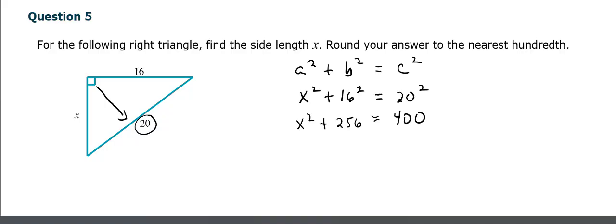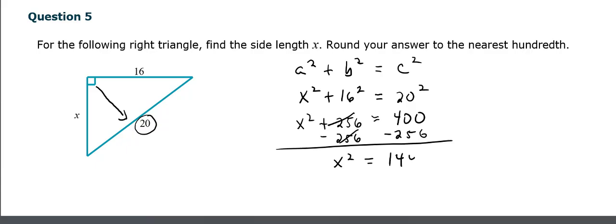So what we need to do is isolate the x squared by moving the 256 to the other side by taking its opposite. That gives us x squared equals 144, and we're solving for x. We know that our answer has to be smaller than 20 because 20 is our hypotenuse. So we're going to take the square root of both sides, and on your calculator you're going to put in the square root of 144, and that should give you 12.